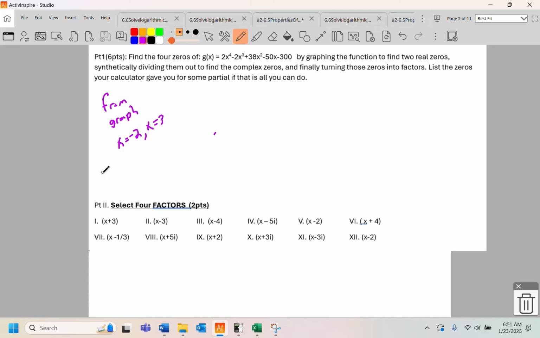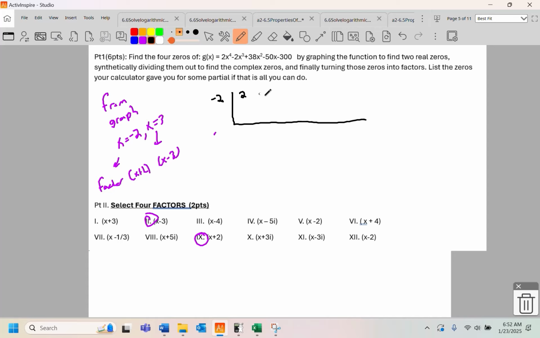Now, x equals negative 2 is the factor x plus 2, and x equals 3 is the factor x minus 3. So I know down here that I've got to have an x plus 2 and an x minus 3. So I'm literally like half done with this problem. Now the rest of it is kind of where it gets iffy, because y'all be slow. It's not supposed to take you 15 minutes to do synthetic division, but boy, it does.